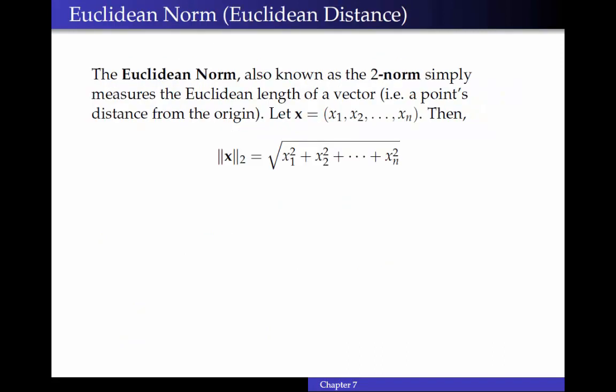But the first norm that we're going to talk about is the Euclidean norm. Okay, so this is sometimes called the 2 norm. And all that does is measure the Euclidean length of a vector. And by Euclidean length, we're talking about length how you would measure it with a ruler. So the length of a vector is the distance from the origin to the point. If I have some vector with n elements, call that x, so x is x1 through xn, then the magnitude of x, or the length of x, is the square root of the sum of squared elements in x.